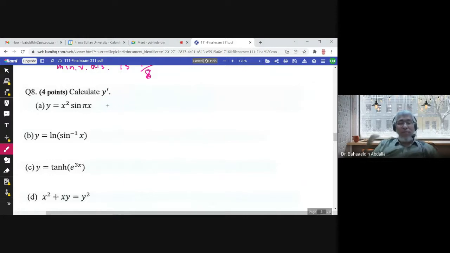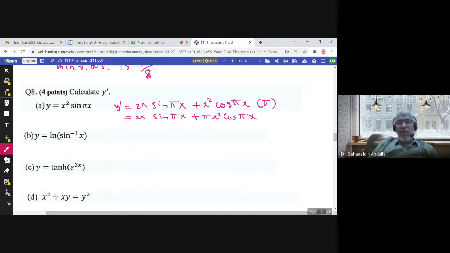Calculate y prime. Well, y prime, this is a product rule. The derivative of x squared is 2x times sine pi x plus x squared times the derivative of sine pi x, which is cosine pi x times the derivative of pi x, which is pi. So I can just write it as 2x sine pi x plus pi x squared cosine pi x.